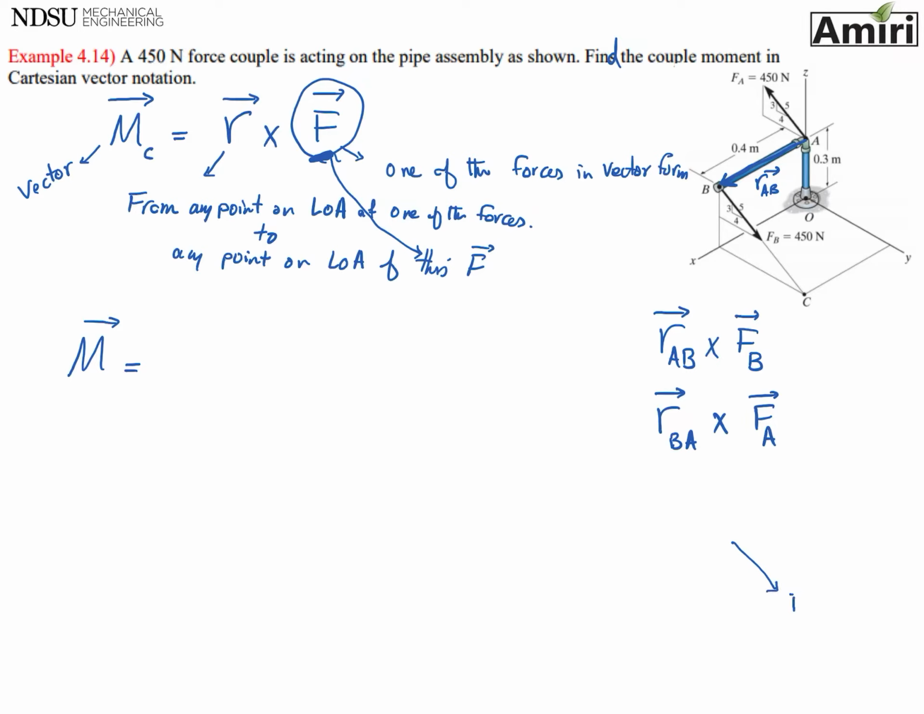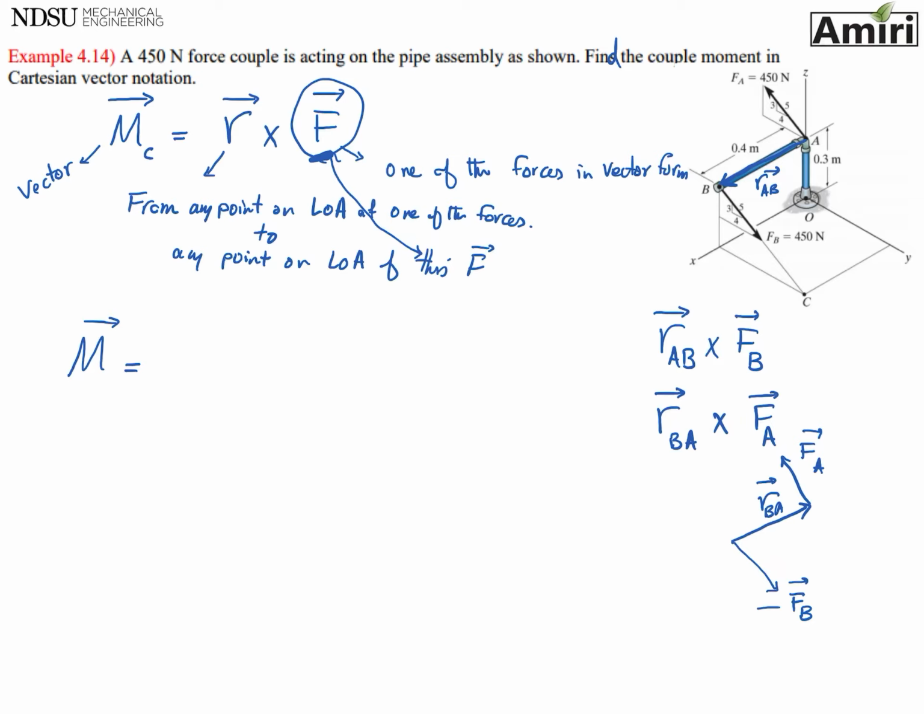So basically, it's going to look like this. F_B, this is going to be your r, and this is going to be your F_A. These are supposed to be parallel, by the way. All right, so let's see. Position vector from A to B.